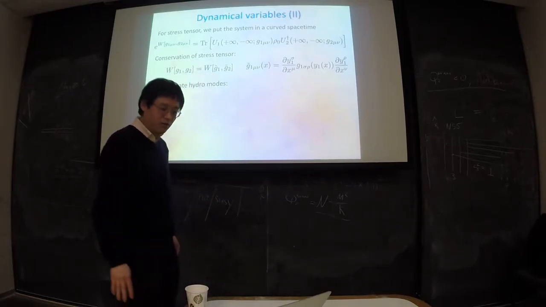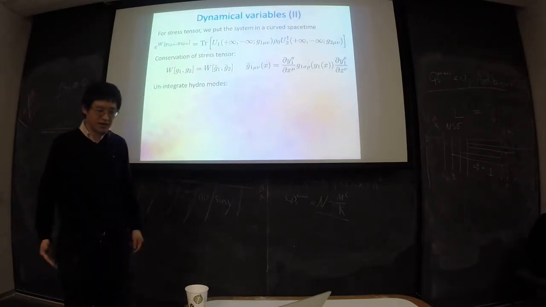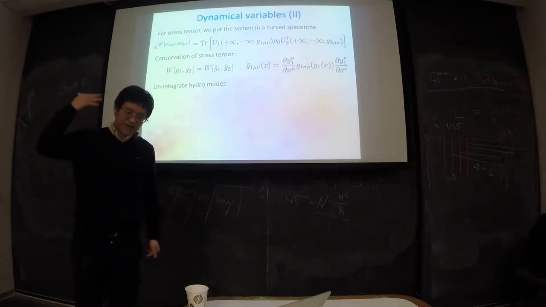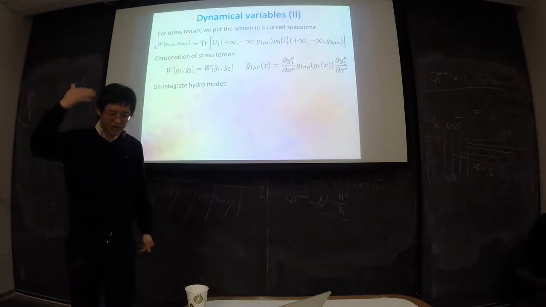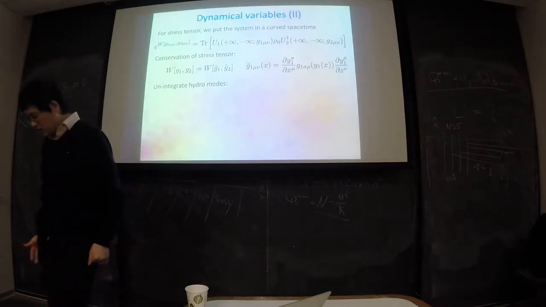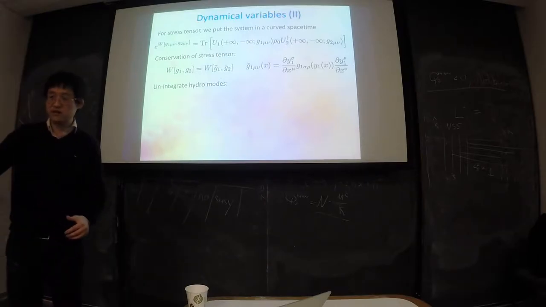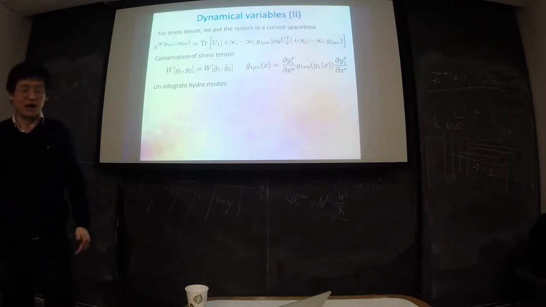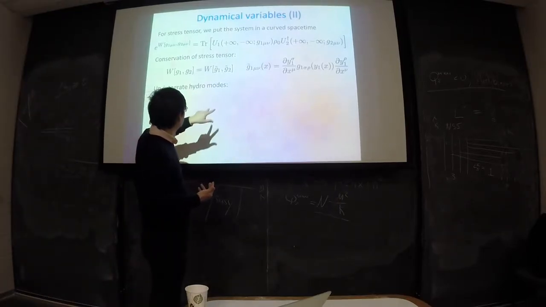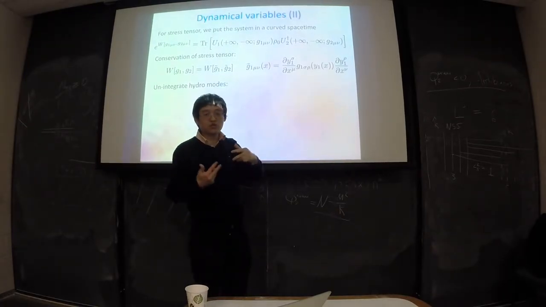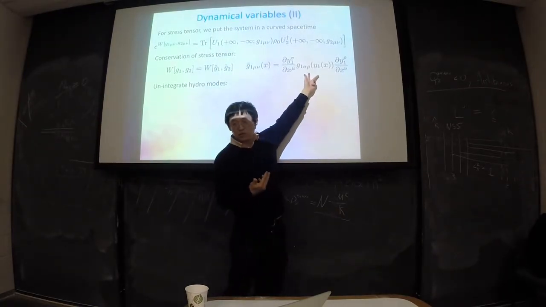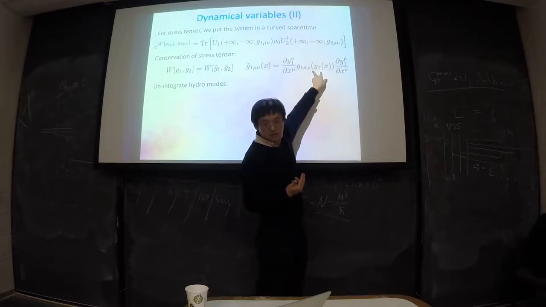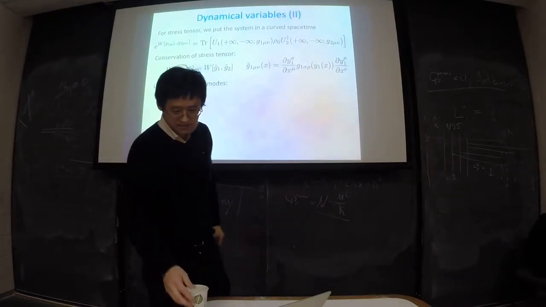Okay, and now we can again integrate out the hydro modes. The principle is the same, and now we know what to do. In the case of the current, the hydro mode is the Stueckelberg field for your external gauge field. When you do the stress tensor, the hydro mode will be the Stueckelberg field for the corresponding diffeomorphism. So that means you just need to promote your space-time coordinates into dynamical variables.